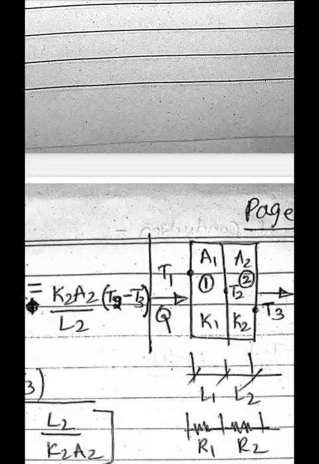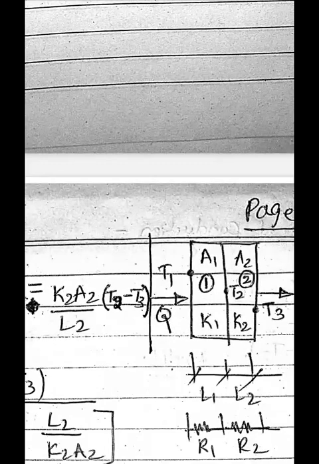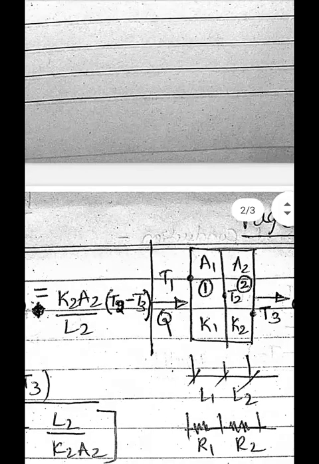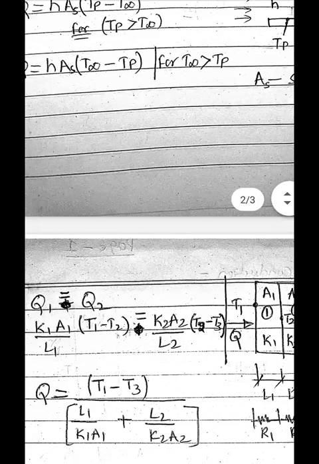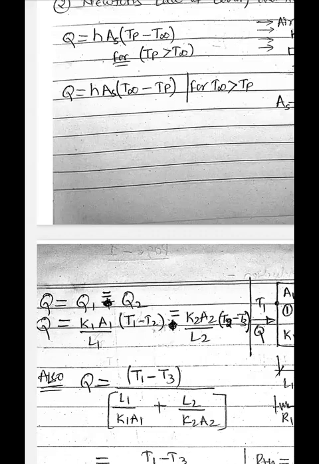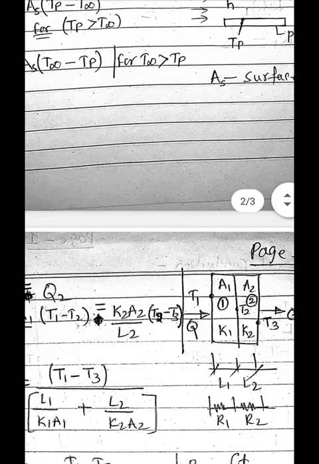T2 minus T3. So as the number of blocks increases, जैसे जैसे ब्लॉक का इंक्रीज होते जाता है वैसे वैसे उसको एड अप करते जाना है, right? So K2 A2 divided by L2 into bracket T2 minus T3. Okay, so what we are discussing is the rate of heat transfer through individual walls, right? Q1 is given by K1 A1 divided by L1 into bracket T1 minus T2. Now Q2 is given by K2 A2 by L2 into bracket T2 minus T3. Okay, so these are the values of Q1 and Q2.